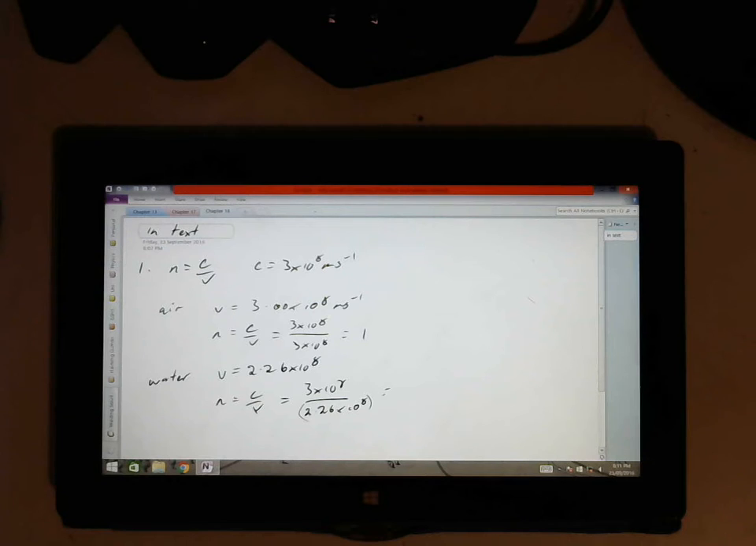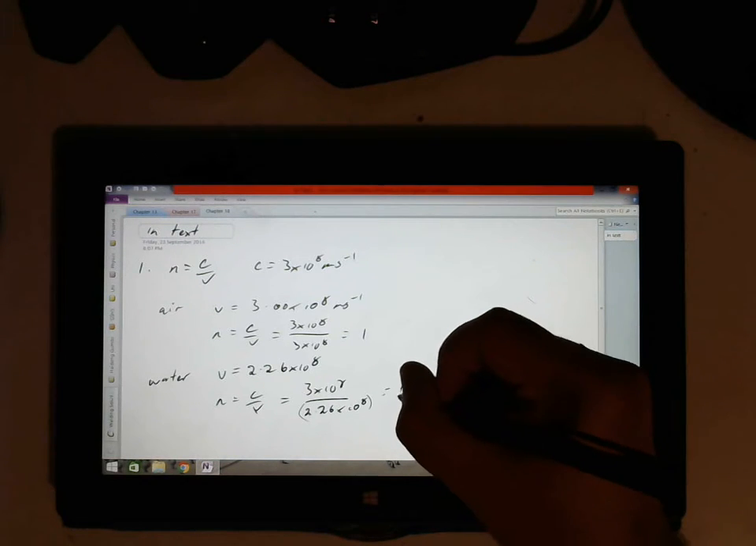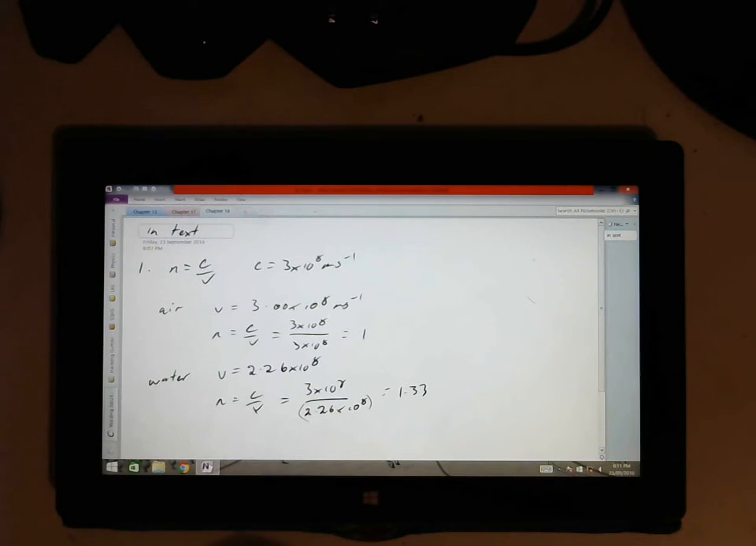So let's put that in. 3 times 10 to the 8 divided by 2.26 times 10 to the 8, and we do get 1.33. It's giving us 1.327, so slight rounding error, because don't forget we're using a rounded air, we're not using the absolute value of air. The real value is something like 2.999956 or something.